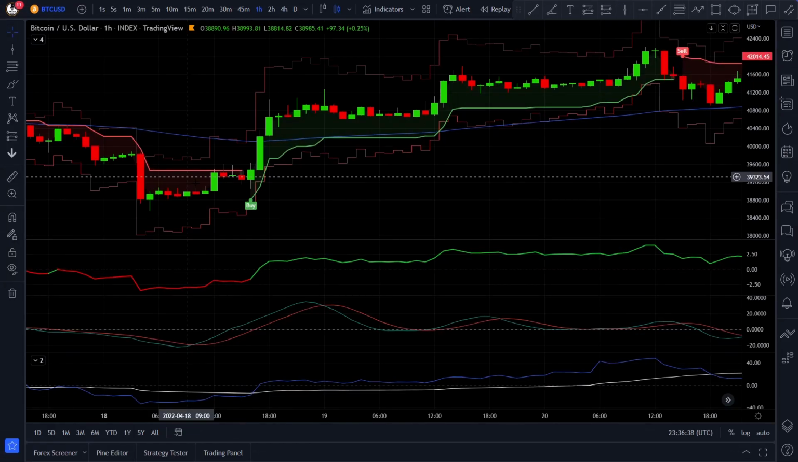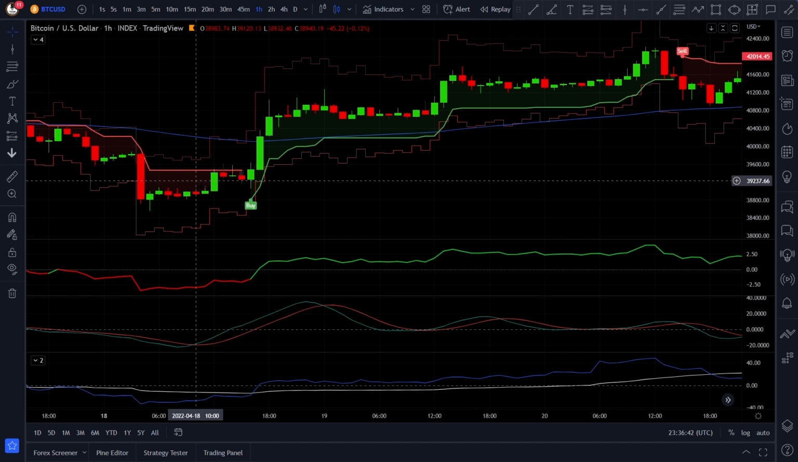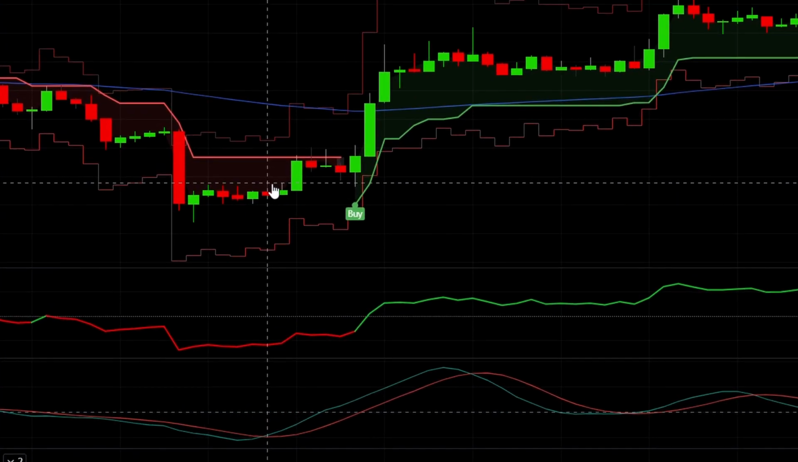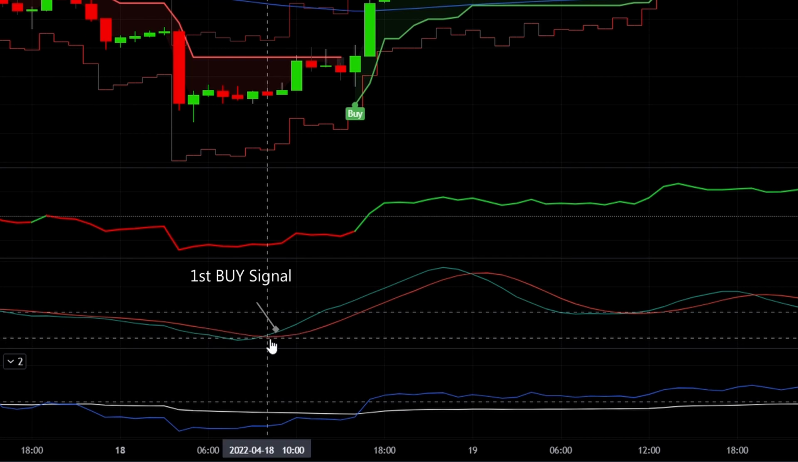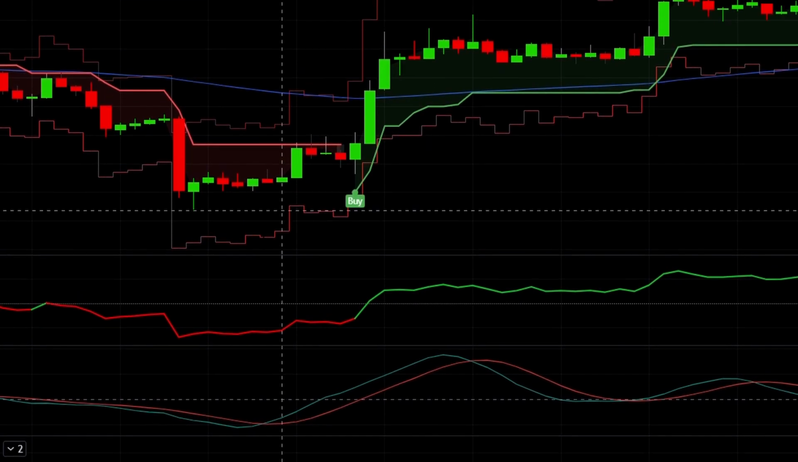Here is a possible long setup. The first step is to check when all the 3 entry signals give a signal for a long entry. On this candle, the green line of the no sure thing crossed above the red line, giving us a buy signal. So let's mark this candle as this is the first signal.